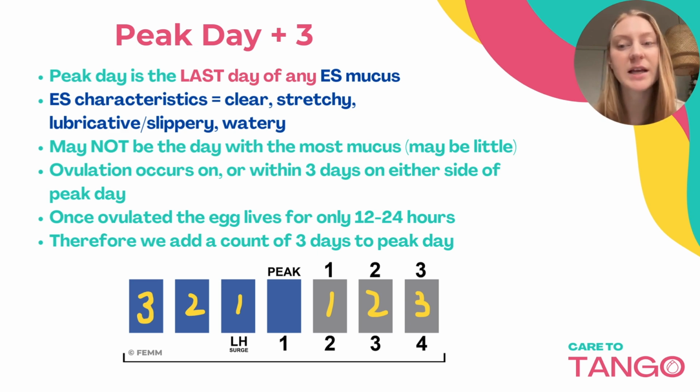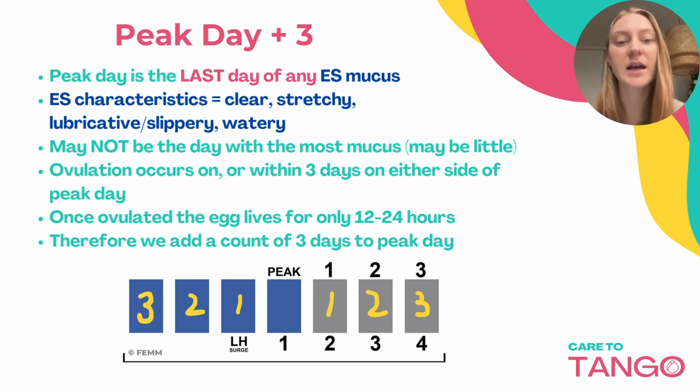If mucus with ES quality, so that stretchy, clear, lubricative, is noticed during the count of 3 days after peak day, that day should be relabeled as the new peak day, and the count of 3 would begin all over again. Any uncertainty in observations should be charted as the most fertile sign, so ES, and be considered as a fertile day. Remember that ES mucus is the last day of any of those ES qualities: clear, stretchy, lubricative, or slippery and watery. And it might not be the day with the most mucus seen, but it's the last day of any ES qualities.